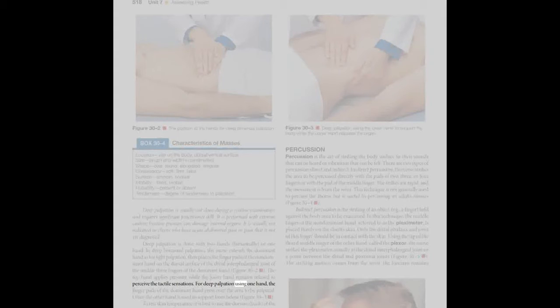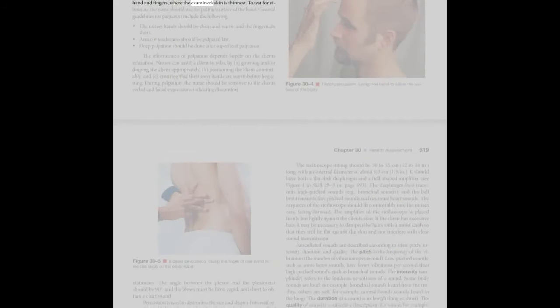For deep palpation using 1 hand, the finger pads of the dominant hand press over the area to be palpated. Often the other hand is used to support from below, Figure 30-3. To test skin temperature, it is best to use the dorsum, back of the hand and fingers, where the examiner's skin is thinnest. To test for vibration, the nurse should use the palmar surface of the hand.